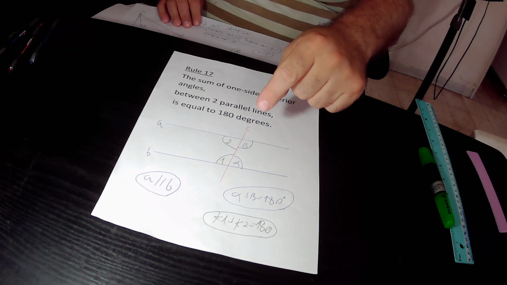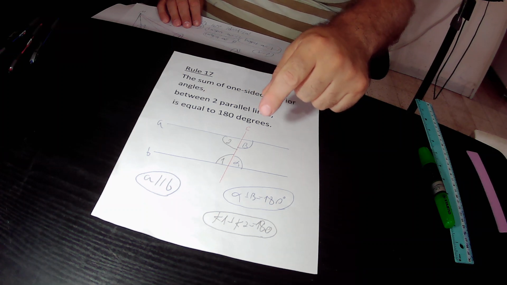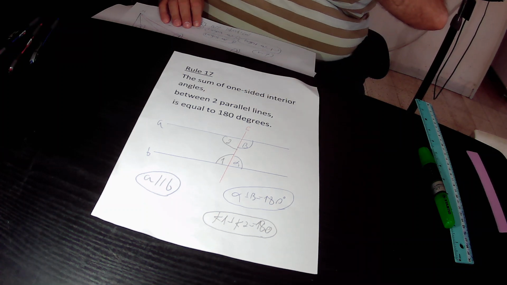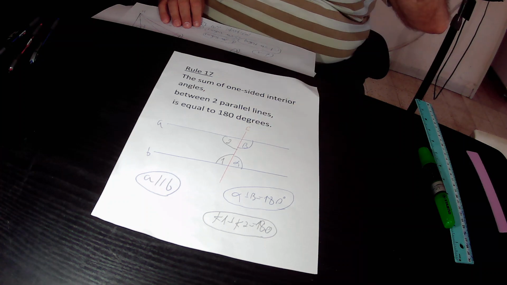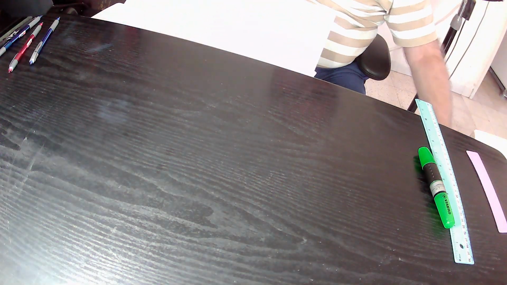Those 2 angles alpha and beta are defined as one-sided interior angles, and according to this rule 17, the sum of two one-sided interior angles is equal to 180 degrees. Therefore, alpha plus beta equals 180 degrees. We can actually implement rule 17 in our drawing.